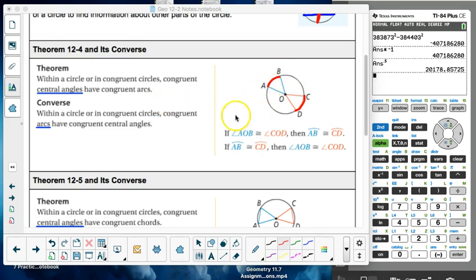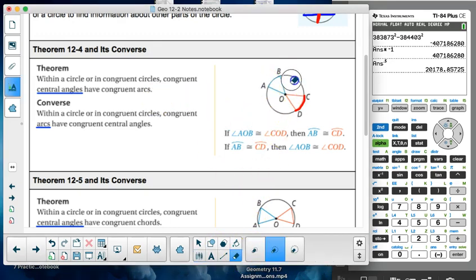Now its converse. The converse: within a circle or in congruent circles, congruent arcs have congruent central angles. So the first one was, if the angles are the same, then the arcs are the same. The second one, if the arcs are the same, then the angles are the same. When we do a converse, we switch the first part of the sentence and the second part of the sentence. We learned that earlier in the year as hypothesis and conclusion. So the hypothesis goes to the conclusion and the conclusion goes to the hypothesis when we do a converse.